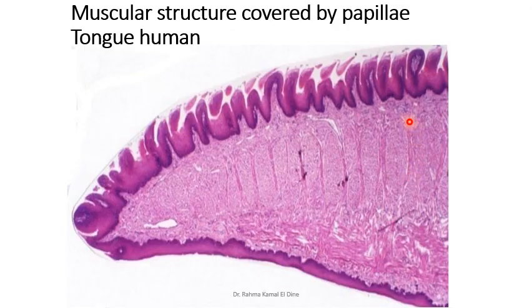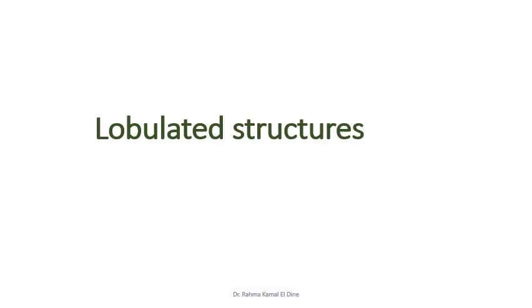Here is a muscular structure covered with partially keratinized stratified squamous epithelium, which forms the papillae. Most of the papillae are filiform papillae and there are a few fungiform papillae. This is the tongue of a human.